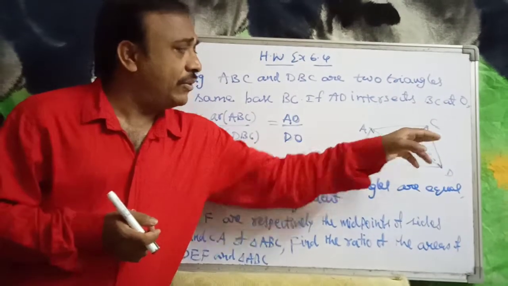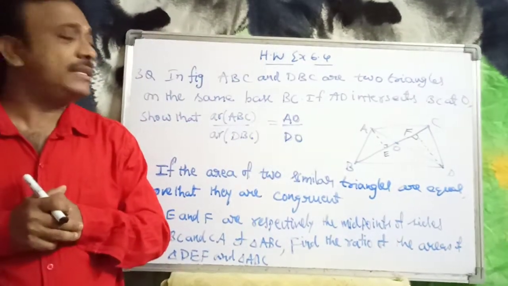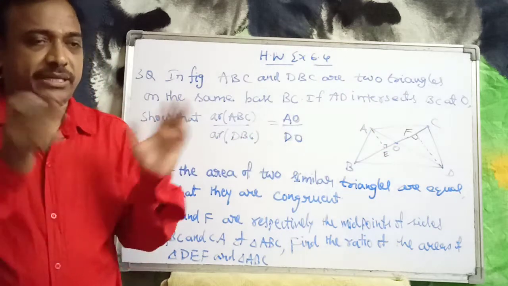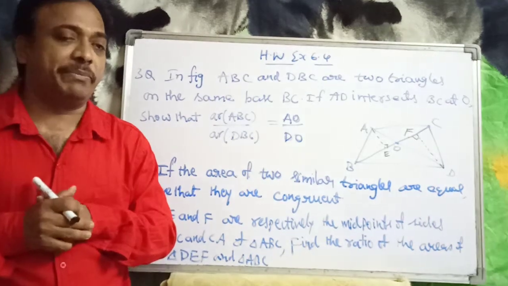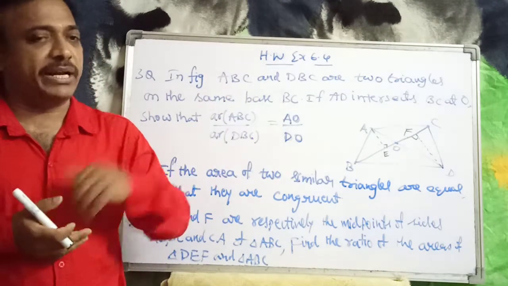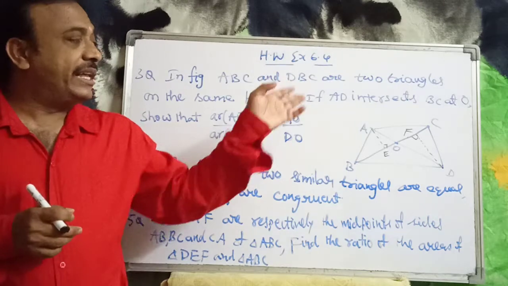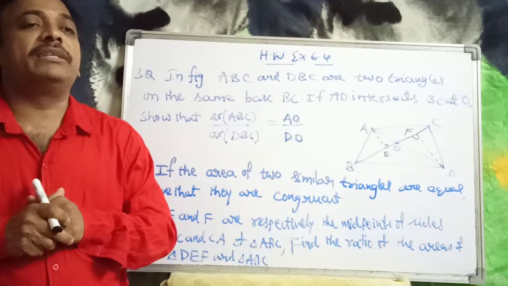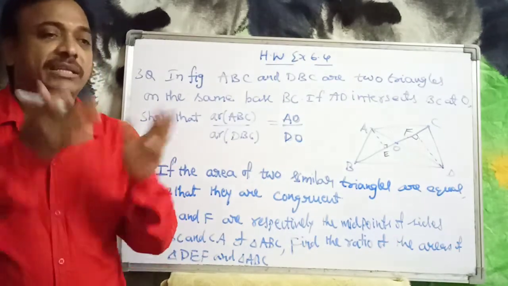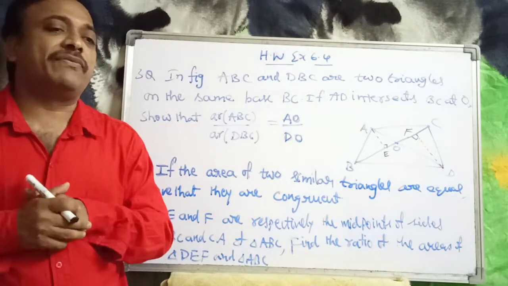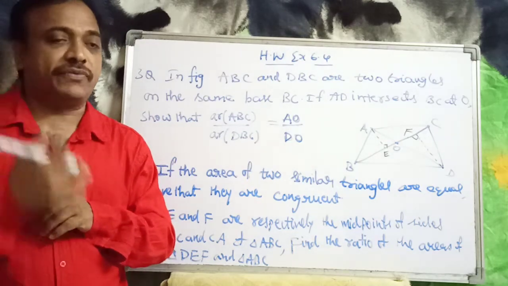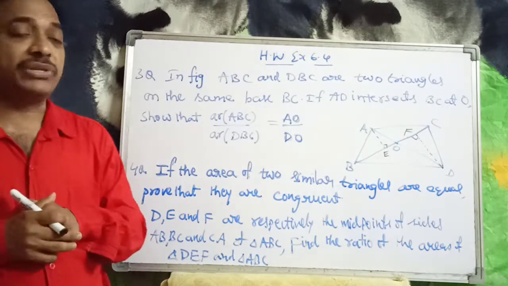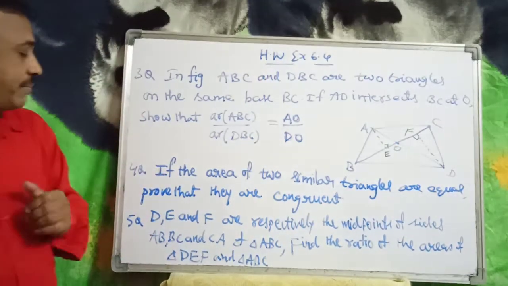AOE and DOF are similar triangles. Then from that you get one equation: since the triangles are similar, the corresponding sides will be in proportion. Write that down as equation 1. Then for the area of triangle ABC and the area of triangle DBC, apply the formula half into base into height. Then you get one more equation, equation 2. Equate both equations 1 and 2, and you can prove that area of ABC by area of DBC is equal to AO by DO.